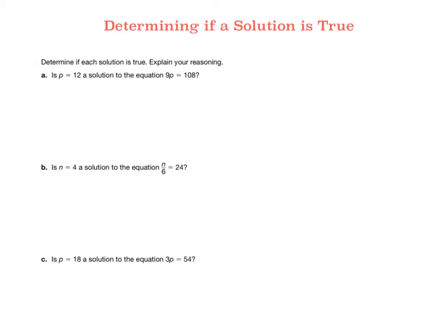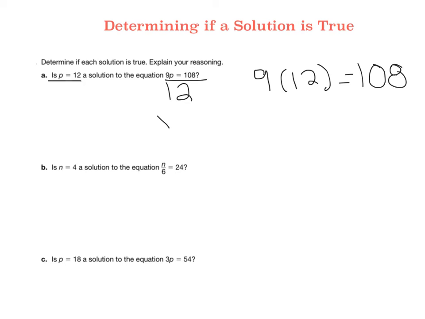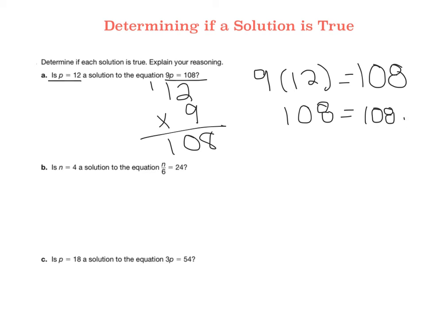So in this first one, they're saying, if p is equal to 12, would it be a solution for 9p equals 108? So just like we did in our last unit, we're going to plug it in to evaluate if it could be true. So I have 9 times 12, and if you need to, write it vertically. 12 times 9 is 18. Carry your 1, 9 times 1 is 9, which makes it 10. So 108 is equal to 108. So it is a true statement.